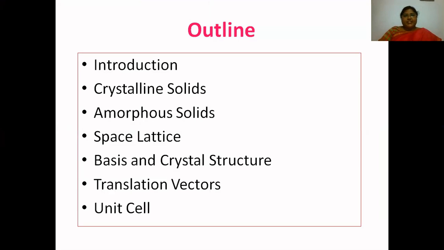This presentation covers introduction part, crystalline solids, amorphous solids, space lattice, basis and crystal structure, translation vectors and unit cell.